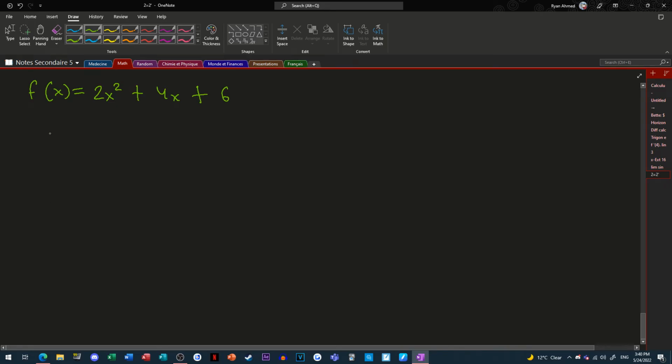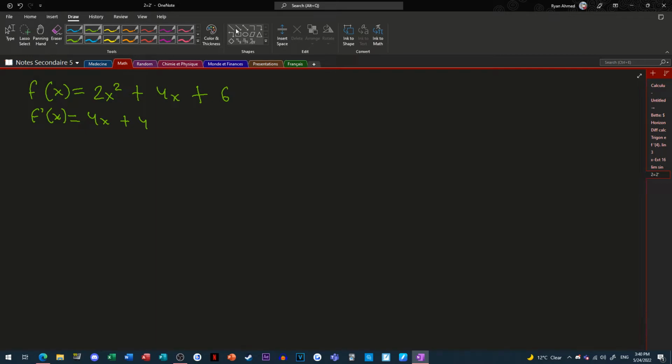Alright, so the next thing that we can do with the fact that we know the derivative of this function now, which is 4x plus 4, well, we can do some pretty interesting things with it, namely what I'm about to do.